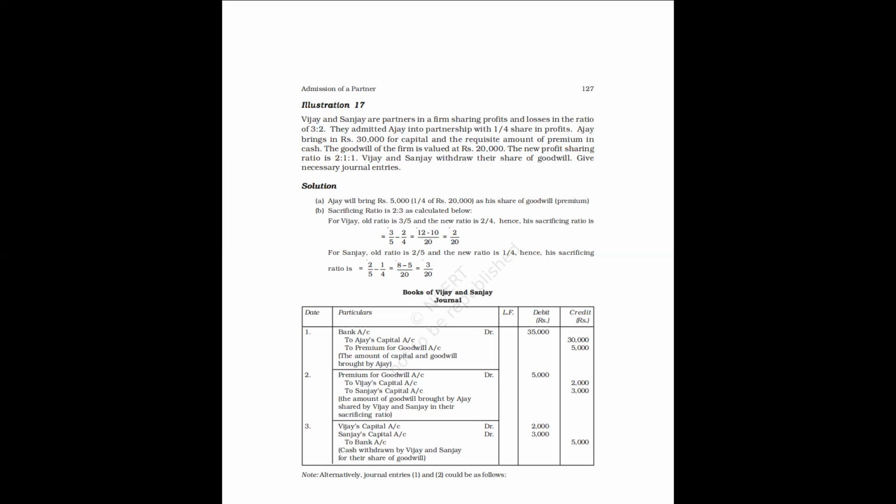The second entry will be the premium shared by the old partners in their sacrificing ratio. So premium for goodwill account debit to Vijay's capital, to Sanjay's capital. Listen, 5,000 into 2/5, 5,000 into 3/5, you will get 2,000 and 3,000.